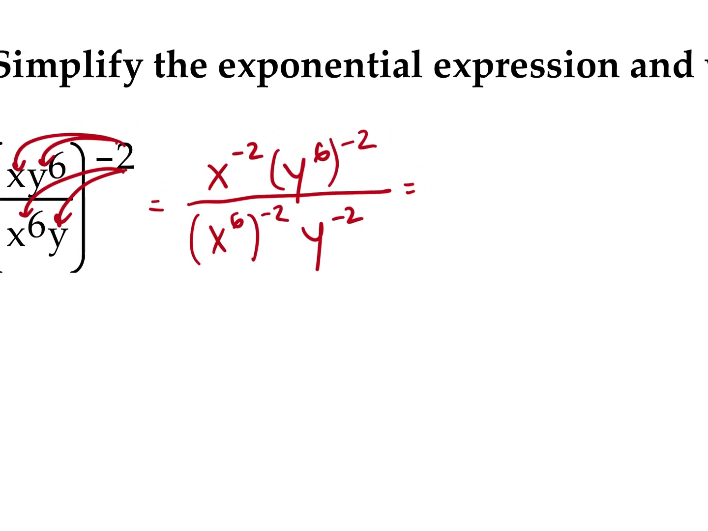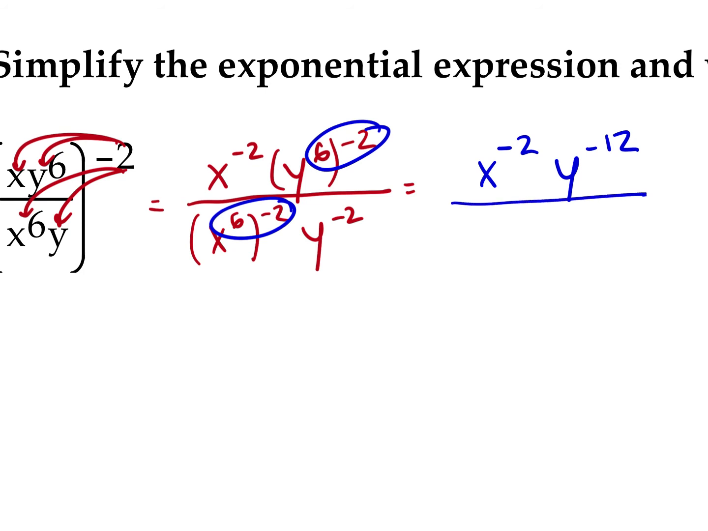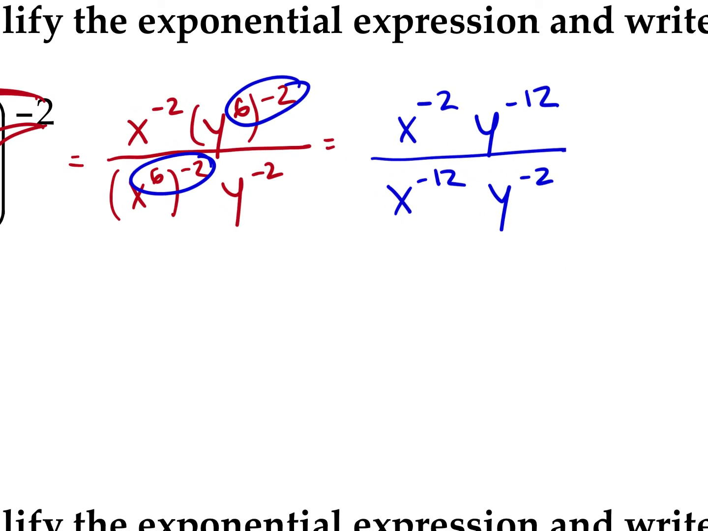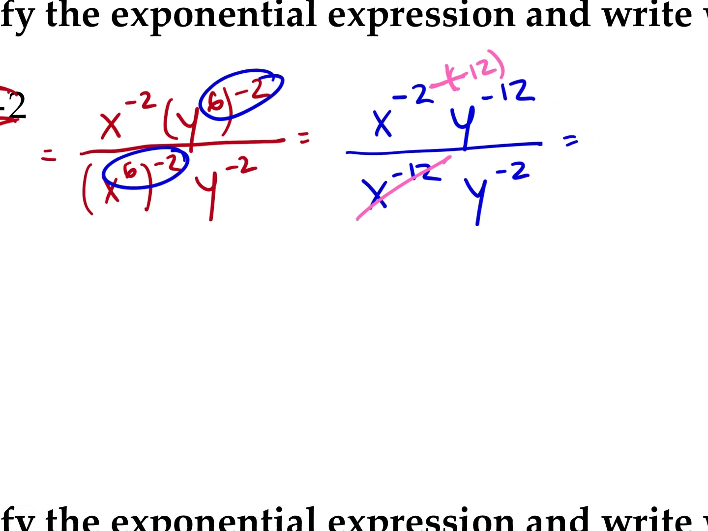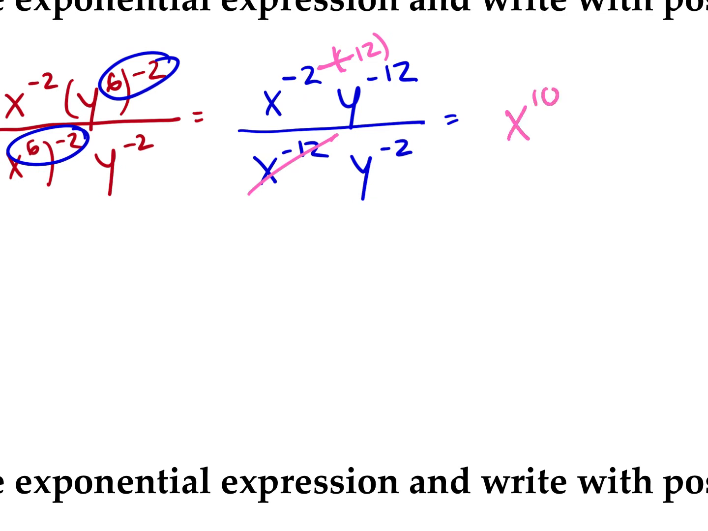Multiply the exponents. So I have x to the power of -2, y to the power of -12, x to the power of -12, and y to the power of -2. What can I do next? I can subtract, that works. So I want to combine my x's, so it'll be -2 minus -12. So what happens when you subtract a negative? Becomes plus. So what's -2 plus 12? 10. So this would be x to the 10th power.